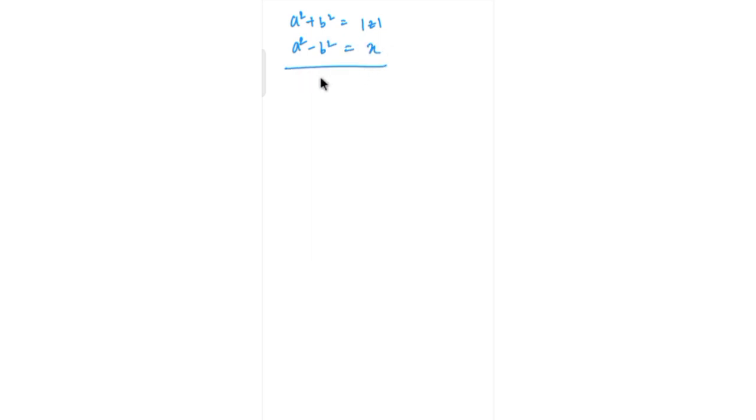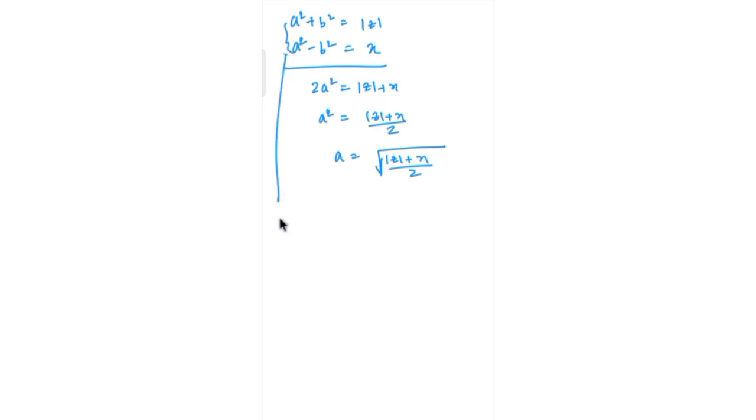So if we just add them, we get 2a square equal to mod z plus x, so a square is equal to mod z plus x divided by 2, and a is equal to root over mod z plus x divided by 2. So this is the value of a.